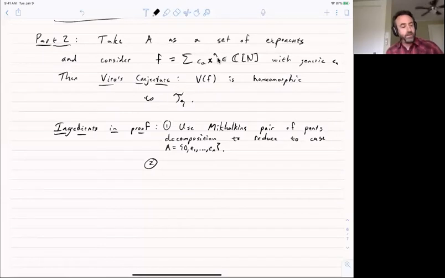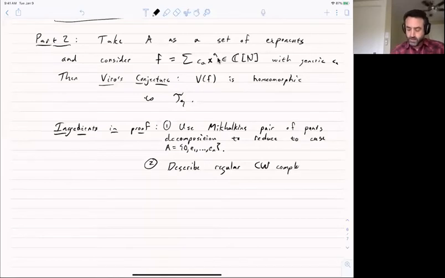And for that, the strategy we used, this is of course all joint with Ilya Zharkov, was to describe regular CW complexes on both sides, on both VF and T. And here I can just drop the eta. It doesn't really matter. Maybe I'll just call it n minus 1 since we're dealing with n minus 1 dimensional pair of pants.